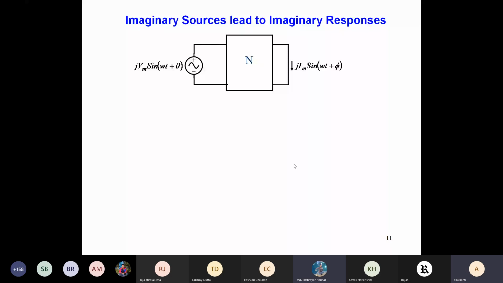j is the root over minus 1. Sir, what is j? j is root over minus 1, as somebody told. So if we just multiply by j in that differential equation, ultimately we'll get this type of current also. Sir, what is the meaning of multiplying by iota? Iota means root under minus 1. By iota he means root under minus 1.